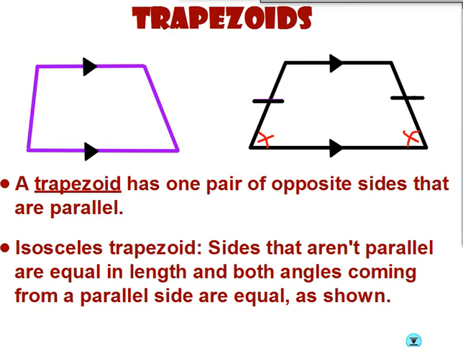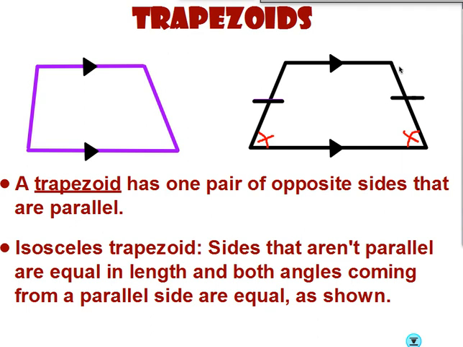Trapezoids. A trapezoid has one pair of opposite sides that are parallel. Isosceles trapezoid. Isosceles trapezoids have sides that aren't parallel that are equal in length, and both angles coming from the parallel side are equal as shown.